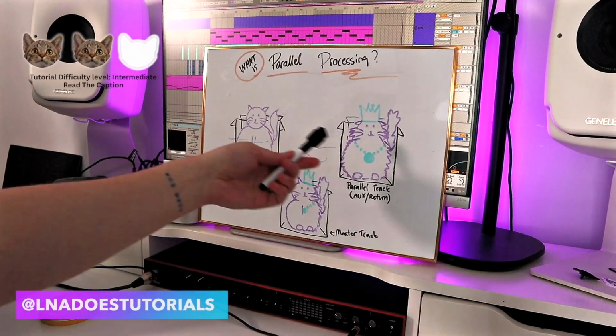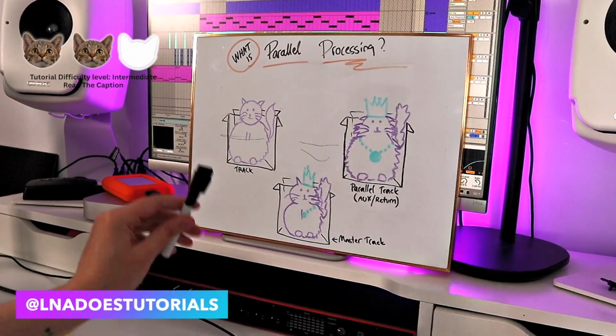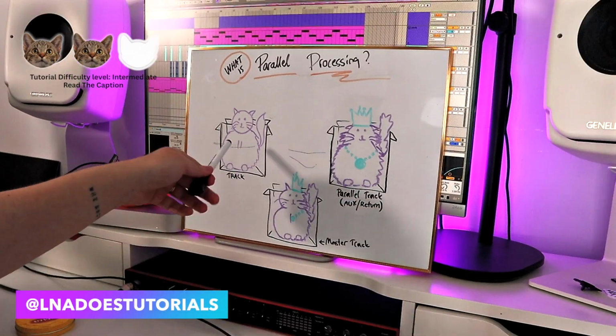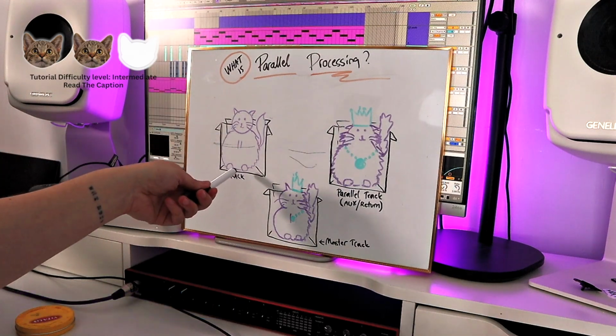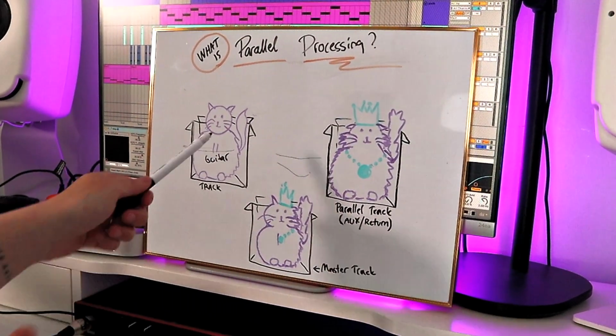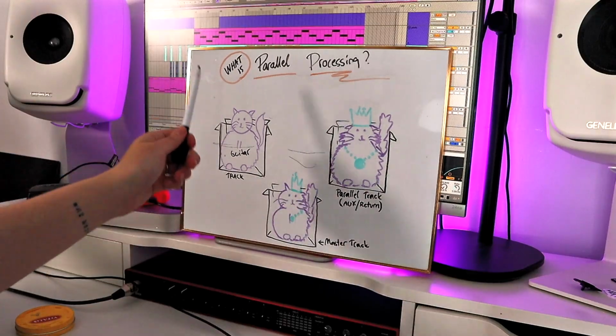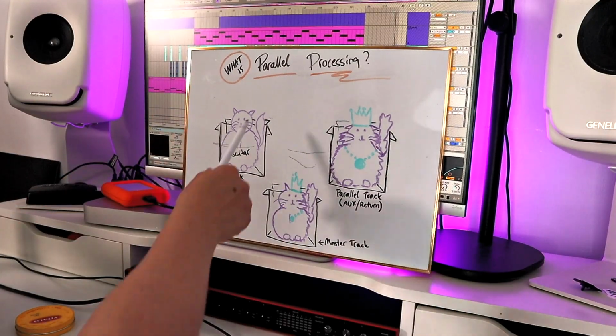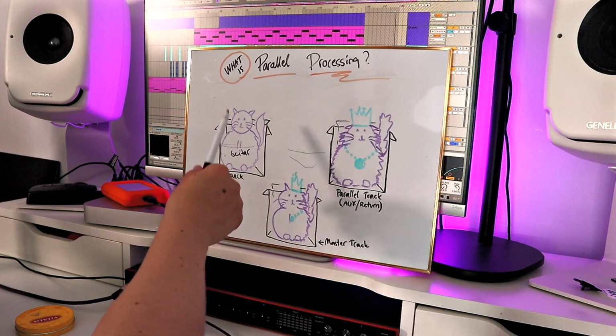Here you can see 3 boxes and each one of them has a funny looking cat in them. The first box with the cat represents our instrument. So let's say that this one here is guitar. Now we want to add some reverb, delay and distortion to this guitar without changing this signal. How can we do that?